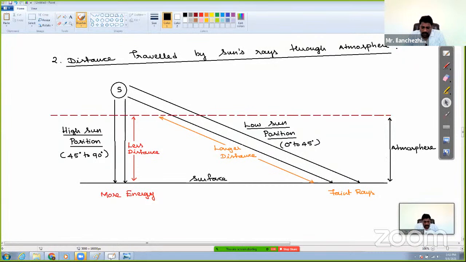Further you can write: the more the distance traveled by sun's rays through the atmosphere, the more will be the loss of insolation.